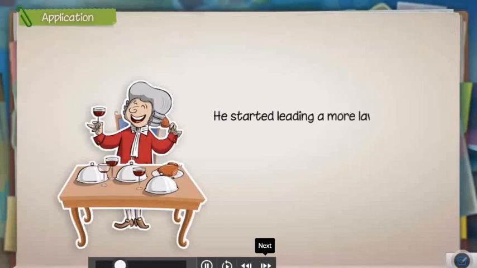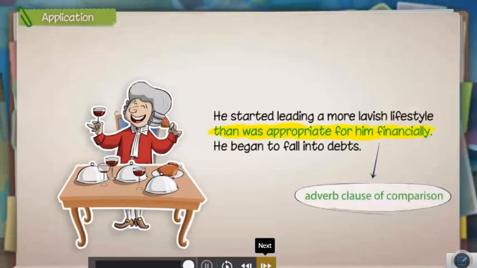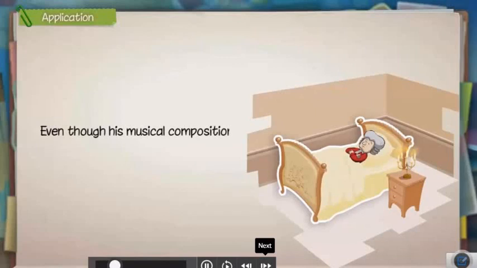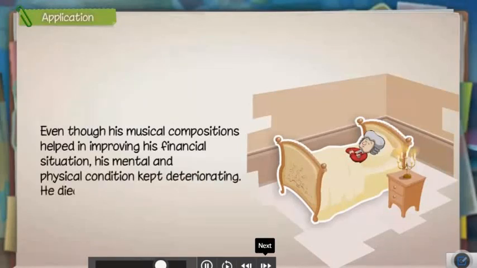He started leading a more lavish lifestyle than was appropriate for him financially. He began to fall into debts. Even though his musical compositions helped in improving his financial situation, his mental and physical condition kept deteriorating. He died at the age of 35.